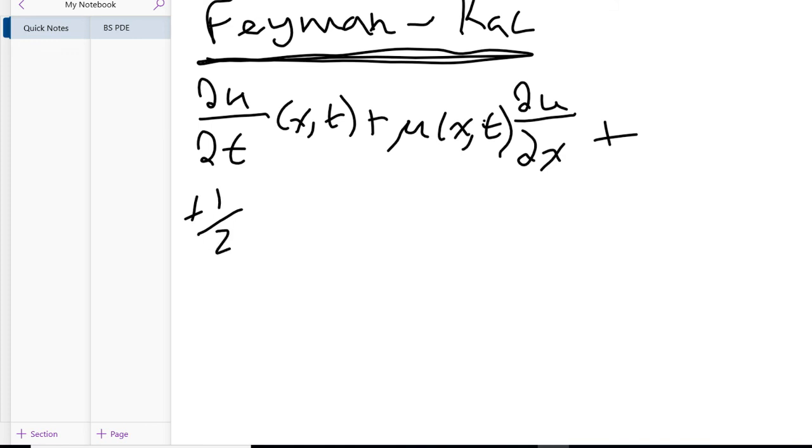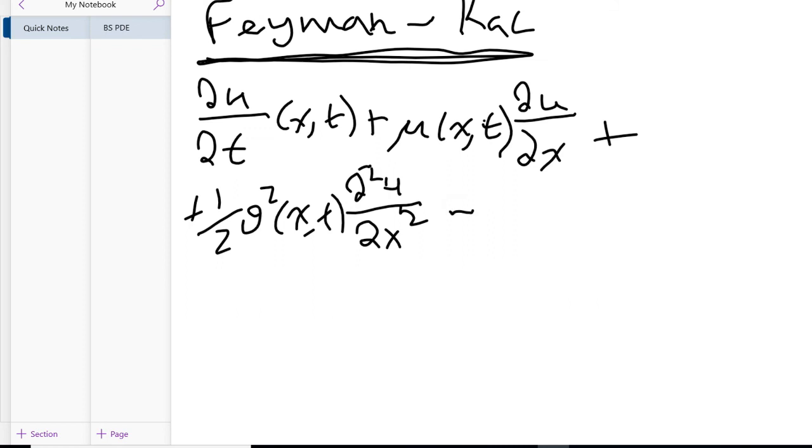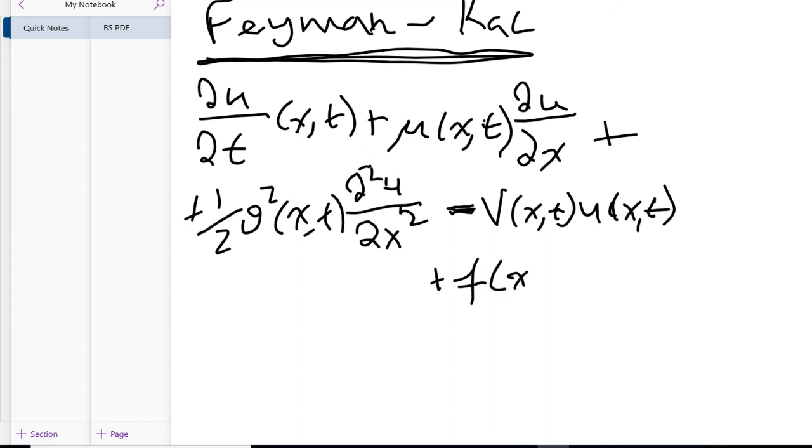plus, continue down here, 1/2 sigma squared (x,t) times the second partial of u with respect to x, minus some function v that depends on x and t, times u(x,t), and then finally plus f(x,t) equals 0.